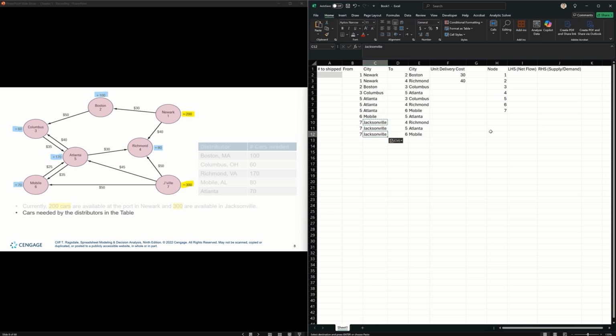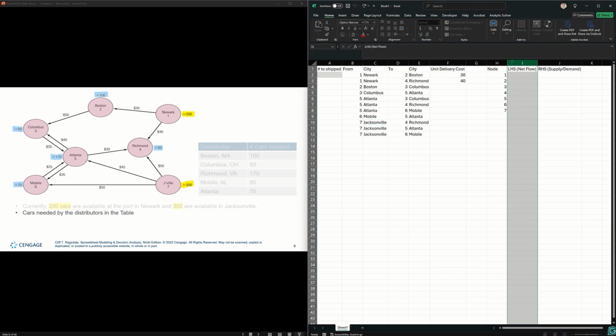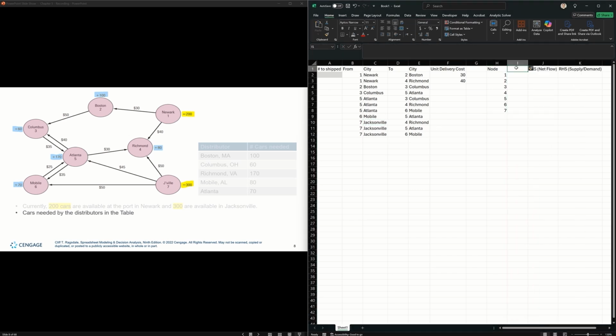Now from 1 to 7, I can also add that just to be clear what these nodes are. I can add the node number and the city just to know what we're talking about here. So Newark, Boston, Columbus, and then number 4 is Richmond, 5 is Atlanta, and then number 6 is Mobile, and then Jacksonville. All right. Now, with that, we have completed this, but we need to fill out the unit delivery cost.